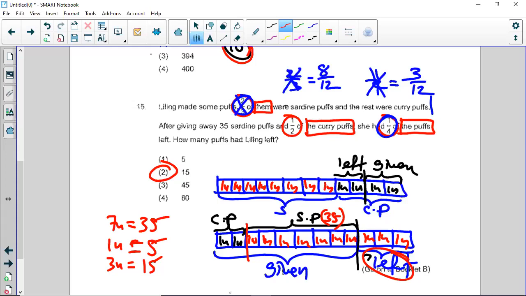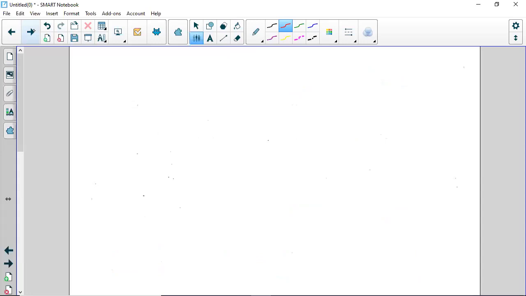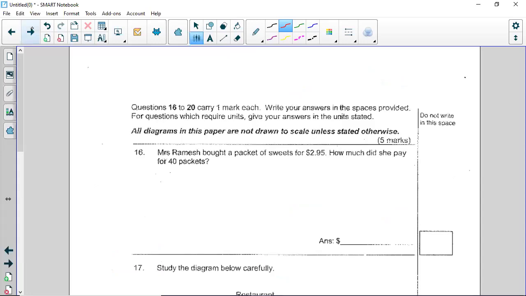Okay, let's go to question 16. Question 16, the easy ones. Mr. Ramesh bought a packet of sweets for $2.95. How much did she pay for 40 packets? Avoid decimal. So change the dollars and cents into cents, whole numbers, and then you times 40, right? And then break up into number bonds, 295 times 4 times 10.